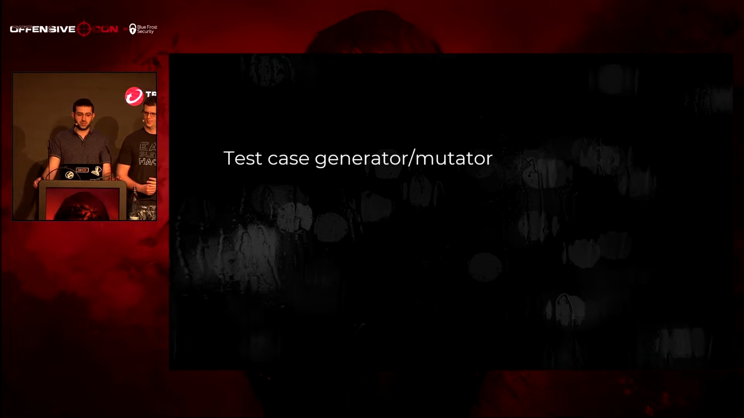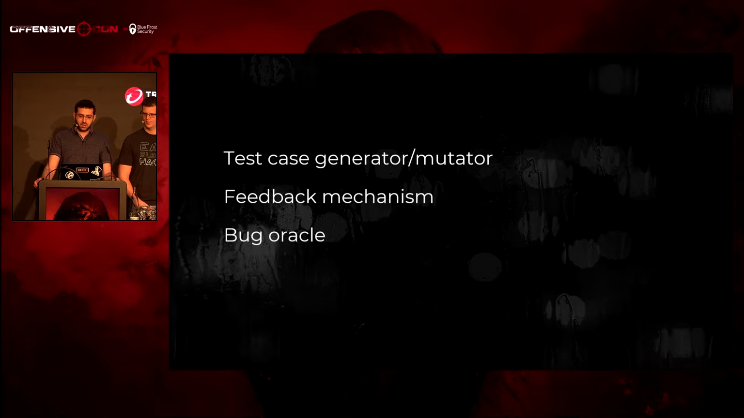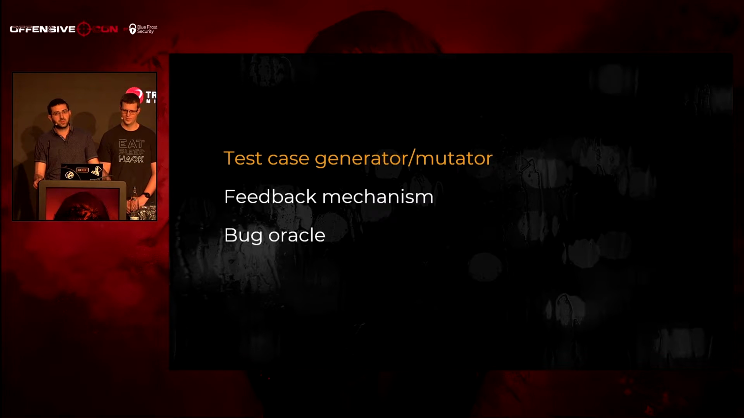Modern fuzzers have a few common characteristics. They have a smart test case generator and mutator. They use a feedback mechanism, usually code coverage, to drive the fuzzing process. And they employ sophisticated bug oracles for detecting crashes. Let's see how Syscaller answers these criteria, starting with test case generator and mutator.